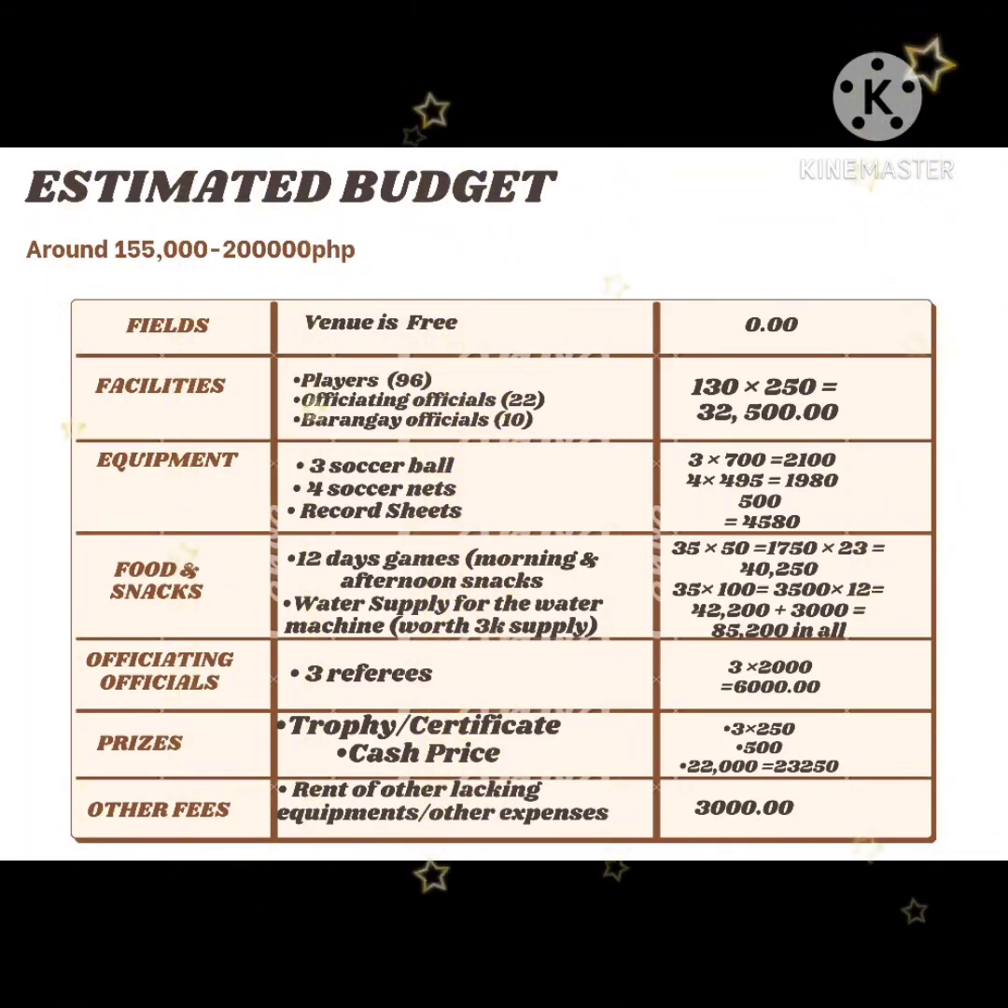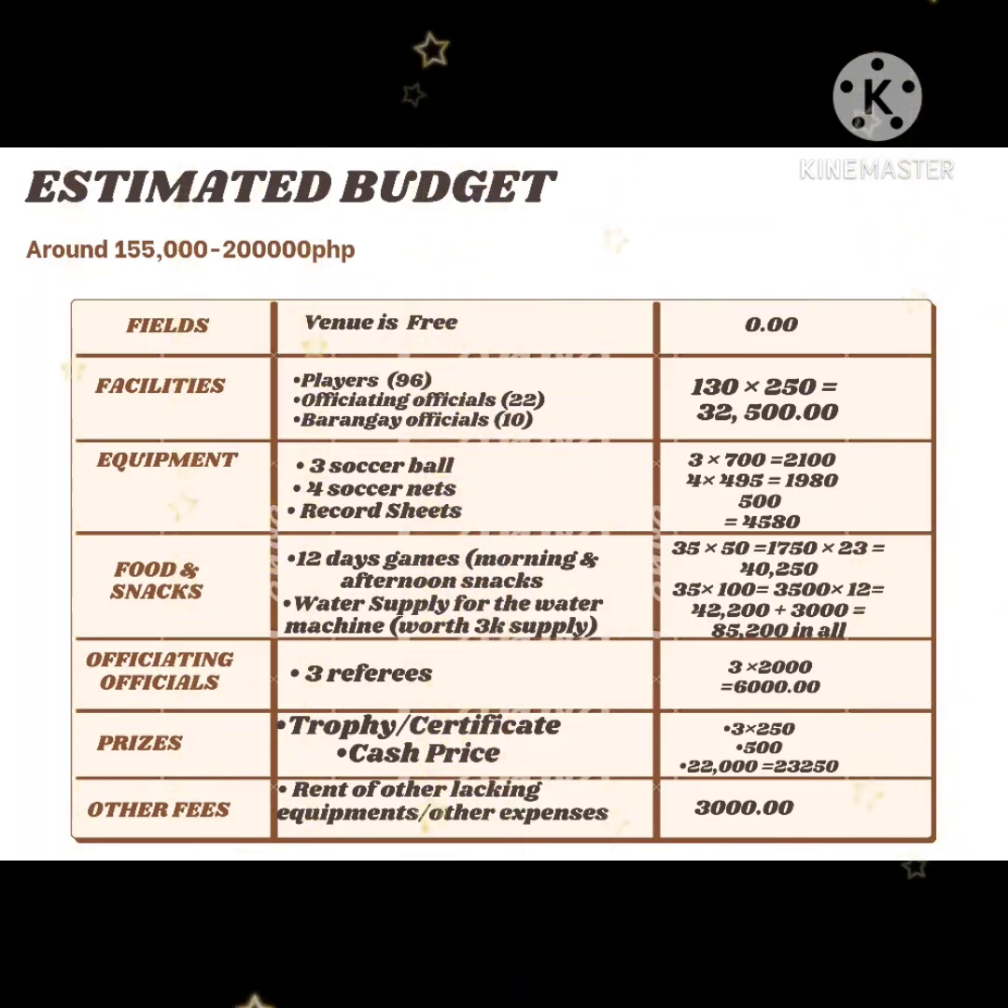So as estimated, there are 8 teams times 11, so equals 88 plus their coaches, then the officiating officials and the barangay officials and the volunteers. So estimated is around 130 people times 250 per head, in total of 32,500 pesos. So next is the equipment. So these are the things that are necessary for the soccer game.